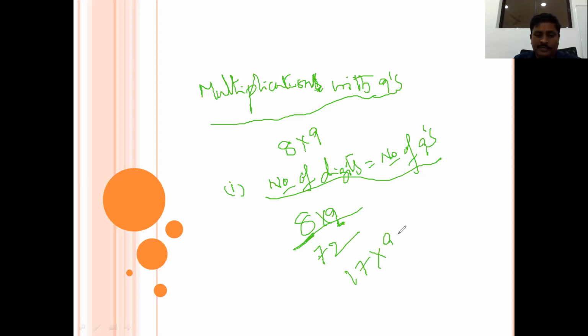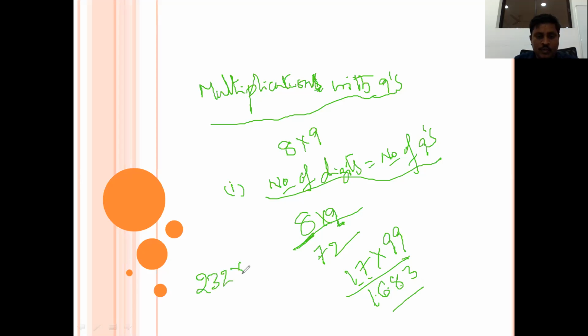17 into 99. Here on the left side we have 2 digits, on the right side also 2 digits. The count is the same. This number 17, 17 minus 1 is 16. Now subtract this 16 from 99. 9 minus 1 is 8. 9 minus 6 is 3. So 16, 83.